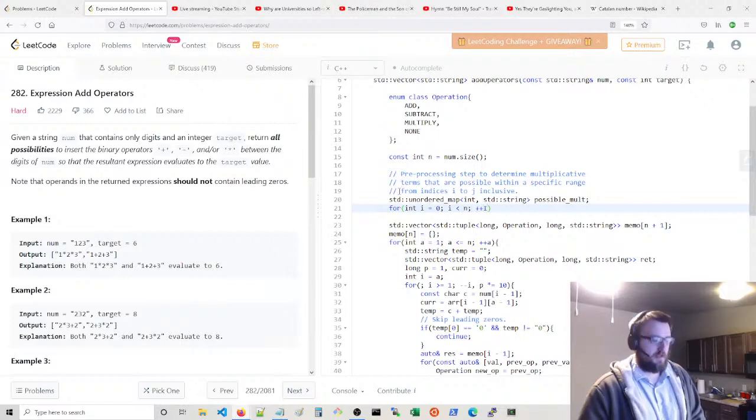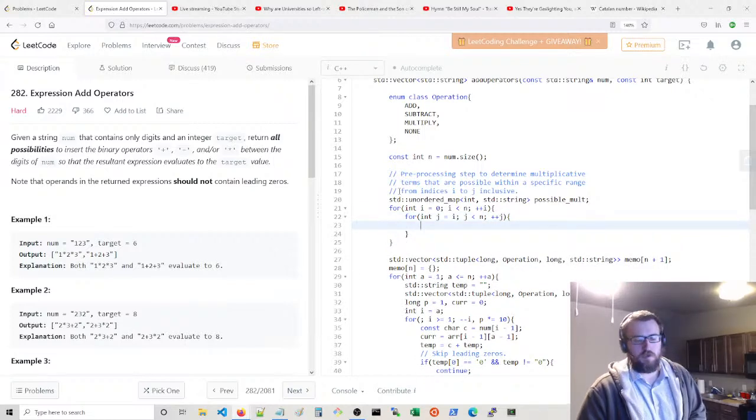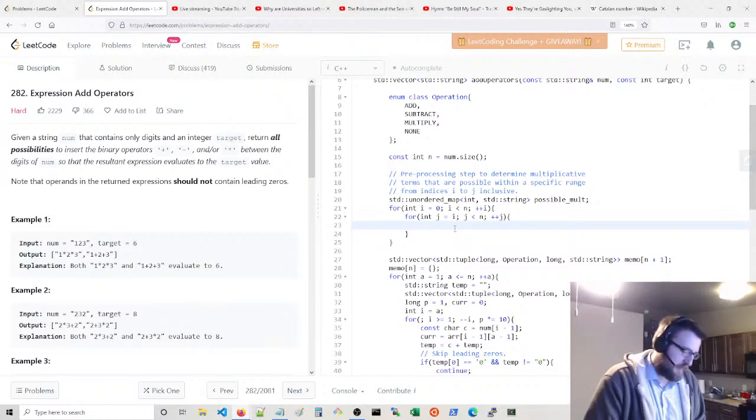And we're going to say for int i equals 0, i is less than n, plus plus i, j is going to be i, j is less than n, plus plus j. We're going to do this using dynamic programming, which is kind of peculiar. The way it's going to work is we say for some integer x equals i, to x less than or equal to j, or really it should be less than j.